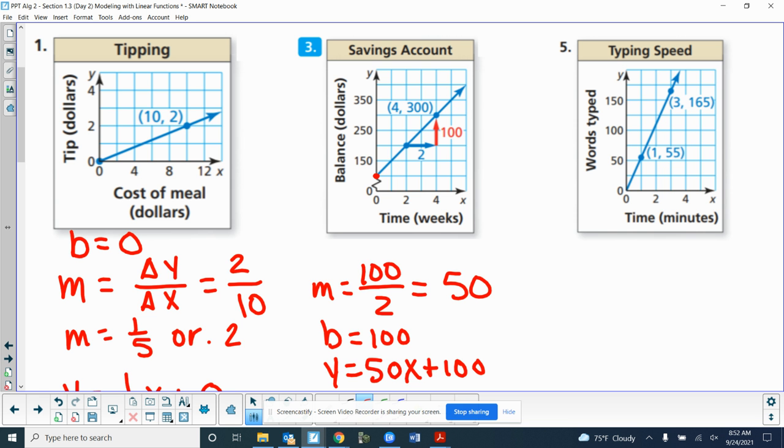All right, and then again, to find the slope of this one, we got 2 points. Again, change in Y, it goes from 55 to 165. What is that, 110? And then it goes from 1 to 3 on the X. 2. So the slope's 55. What's the Y-intercept? It's 0, right? So it's just Y equals 55X. We should be understanding how to get the equation. All right, Brockman? Got that now?